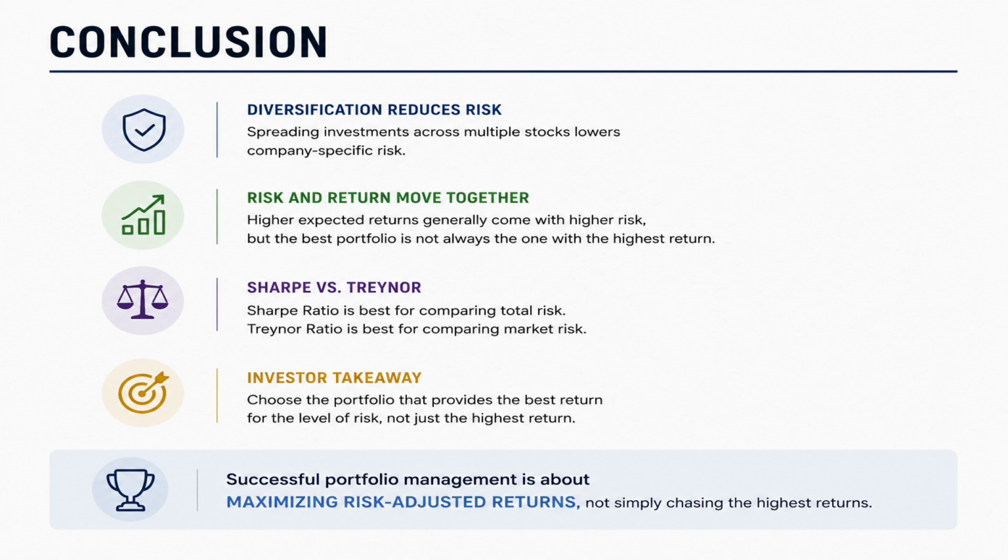However, the results also showed that the portfolio with the highest return was not always the most efficient choice. We found that the Sharpe ratio and Treynor ratio provide different perspectives on performance because they measure different types of risk. The Sharpe ratio focuses on total portfolio risk, while the Treynor ratio focuses on market risk. The main takeaway from this project is that investors should evaluate returns in relation to risk. The goal is not simply to earn the highest return, but to identify the portfolio that delivers the best risk-adjusted performance.